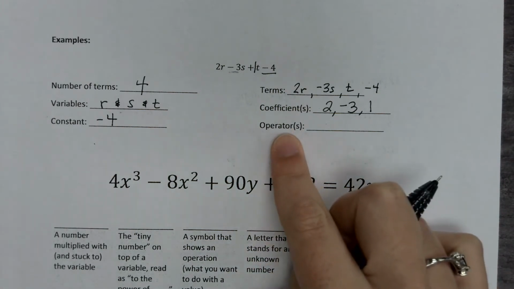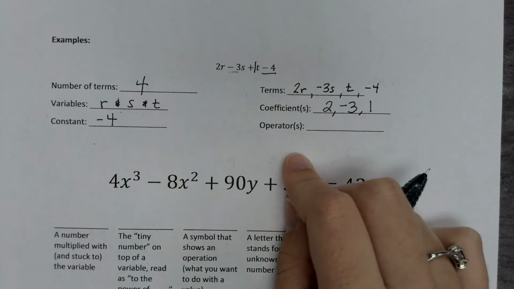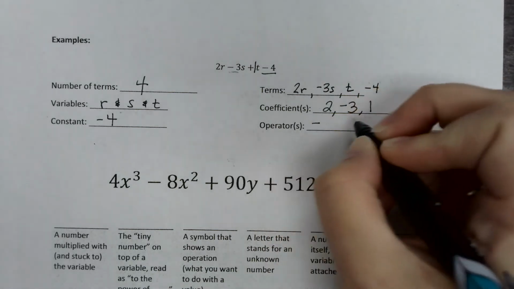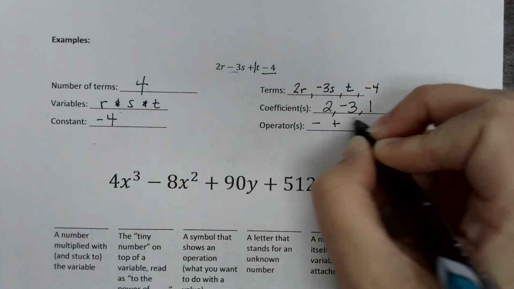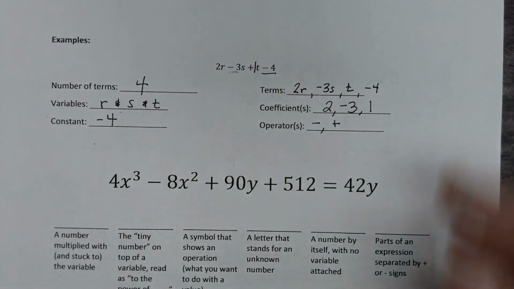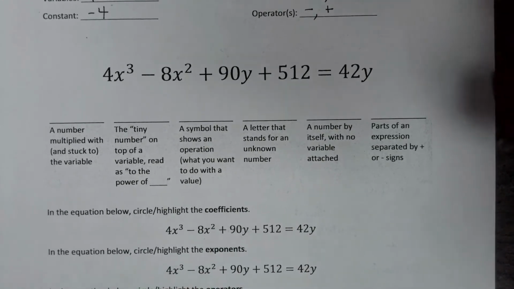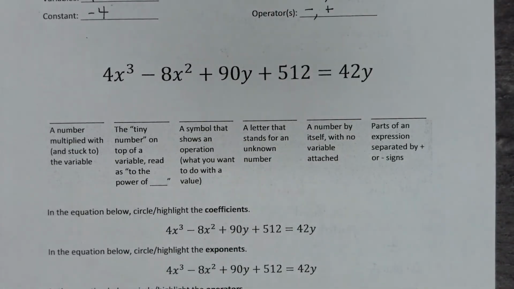All right, looking at operators. Remember, operators are like the plus, the minus, the multiplication, and division. So we have a minus sign, a plus sign, and also another minus. So we only have a minus and a plus. All right, another way of looking at this. So we're going to go through this again.